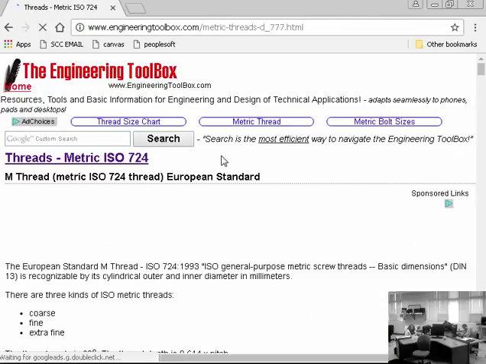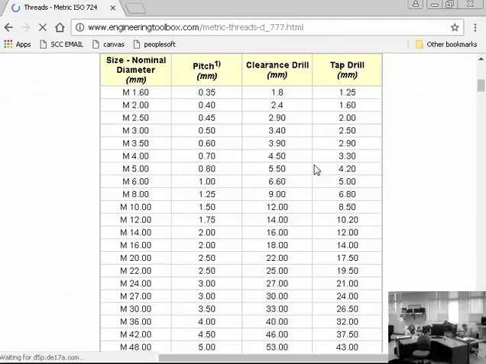Engineering Toolbox is, once again, a great place for this. And look at this. They don't get too specific. They just say nominal size, an M4, an M10. By the way, knowing that an inch is about 25.4 millimeters, which one of these represents a half inch, close to a half-inch thread system, or a half-inch bolt size?